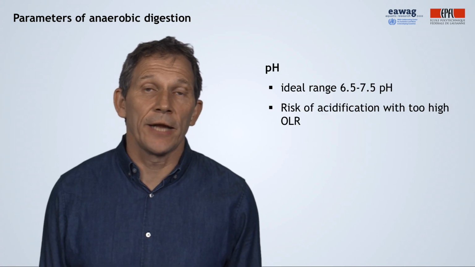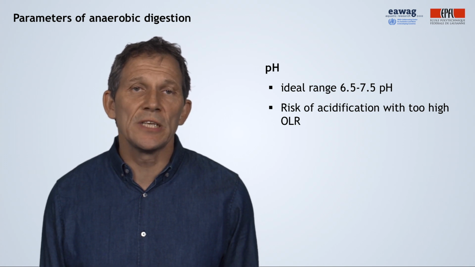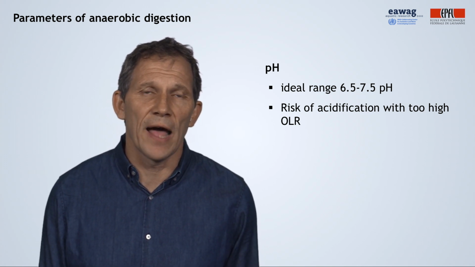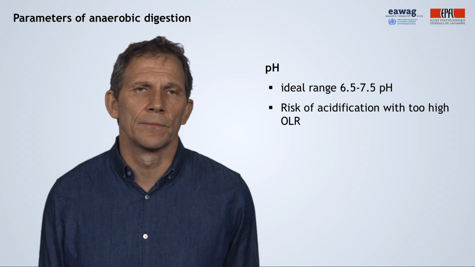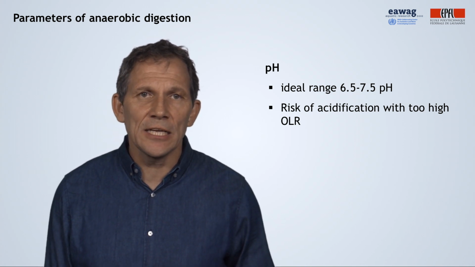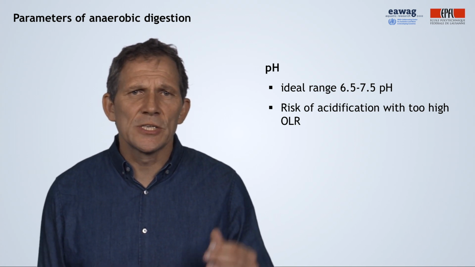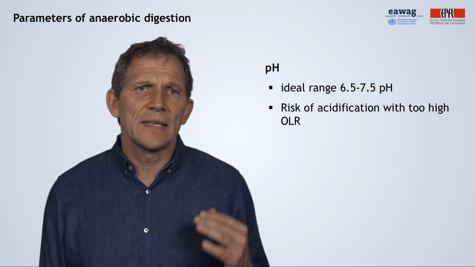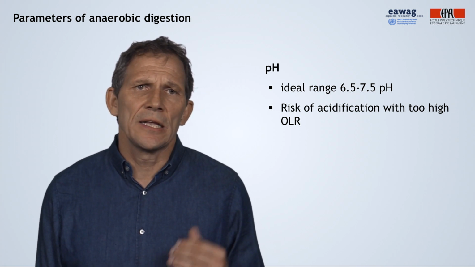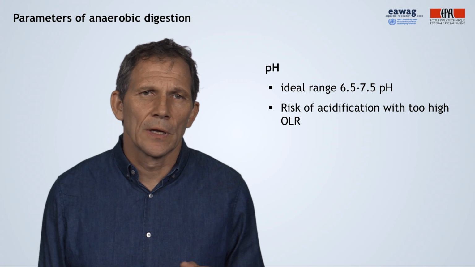The pH range for anaerobic digestion is between 6.5 and 7.5, so actually quite neutral. However, in the acidic phases, the pH is rather lower, whereas in the methanogenic phase, it is somewhat higher.